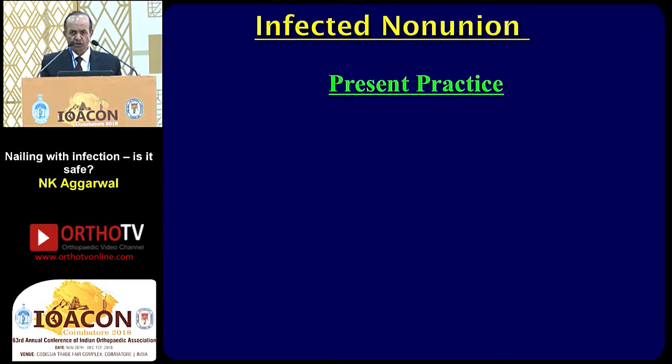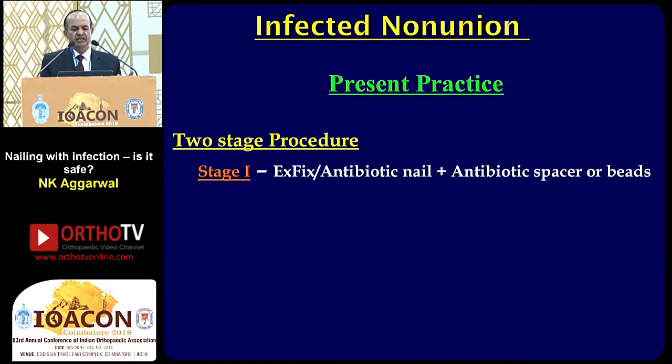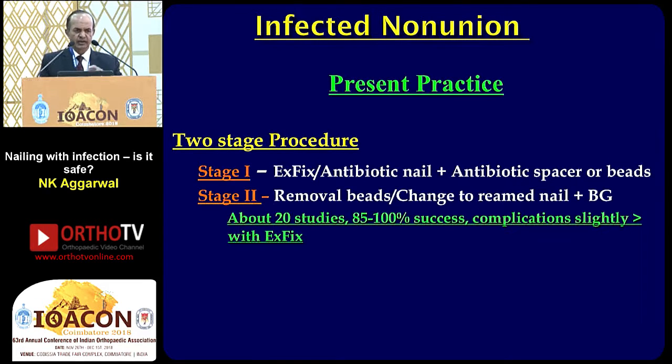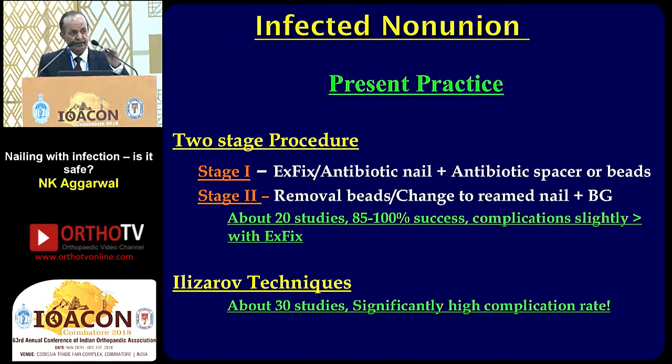Mostly, at most places, the present practice is still a 2-stage procedure. The first stage is control of infection by antibiotic nail or antibiotic spacer or beads, and in the second stage we remove these beads and antibiotic nail and then ream again and stabilize with an interlocking nail. There are about 20 studies with about 90 to 95% success rate. Whenever we use external fixation, the complication rate is slightly higher. For the Ilizarov techniques, there are about 30 studies in the literature, but the complication rate is significantly high as compared to nailing.